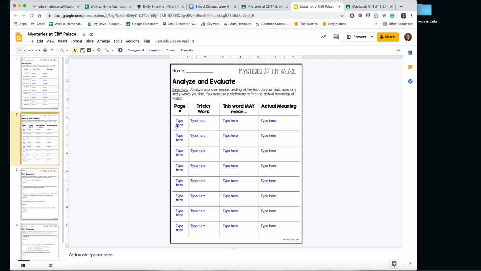But you're going to pick a page number, type in the tricky word that you see, what you think it means, and then you can use a dictionary or resource online like dictionary.com or another way to search for what the word actually means, and it can be a very simple definition. But look for ways to understand the text better by looking at the words specifically that the author chose to use.